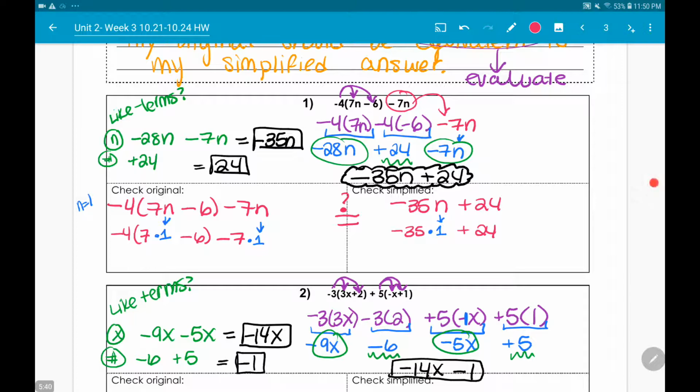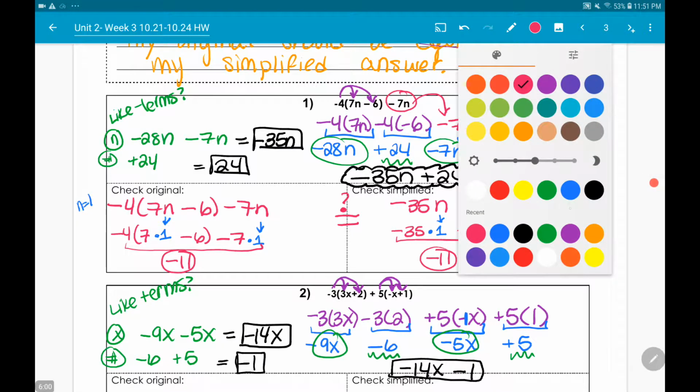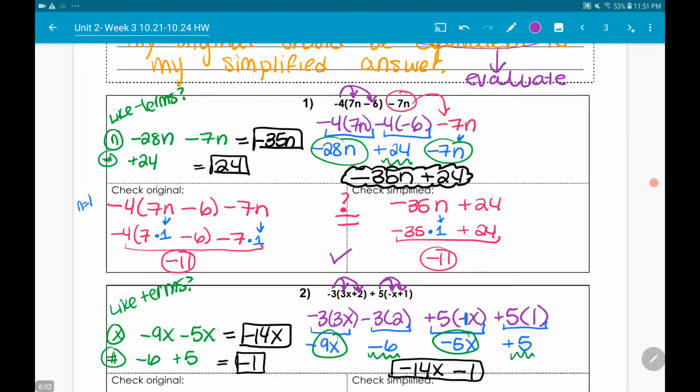And I'm just going to go ahead and type this into my calculator. Okay, so when I type this all into my calculator, I get negative 11. And I do the same on this side. Type that all in and I get negative 11. Are they equal? Yes. So that means my answer is correct.